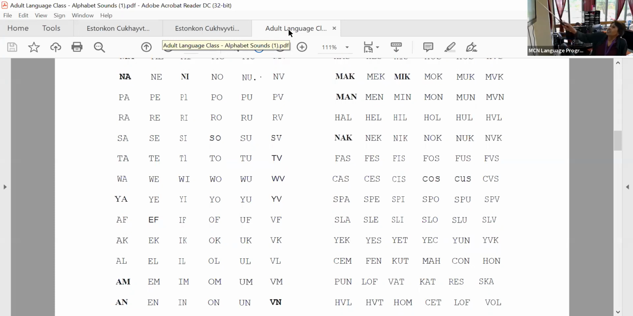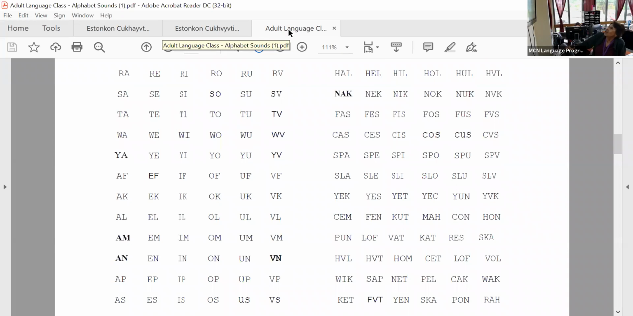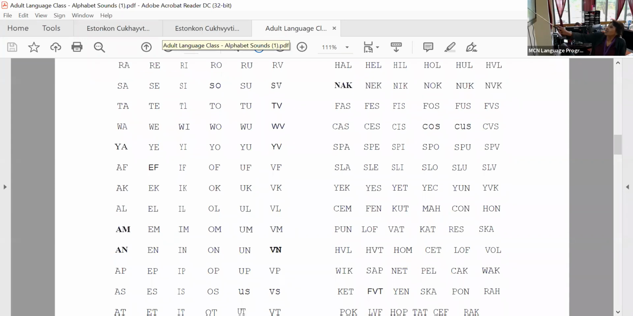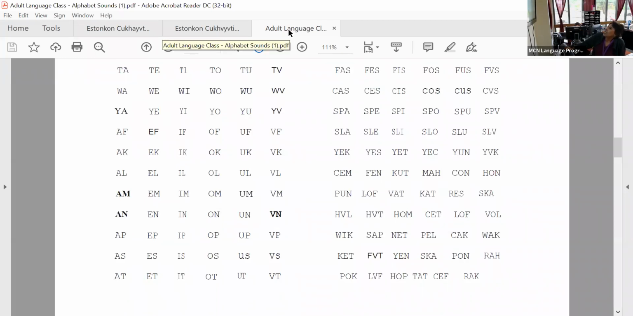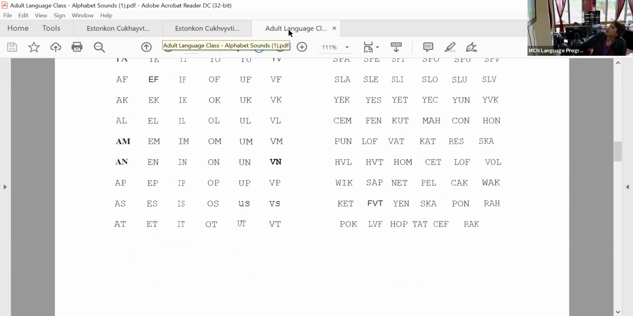Chim, fin, gut, ma, gun, han. Bun, loaf, vat, got, thies, ska. Hal, hat, hum, chit, loaf, ul. Walk, sock, knit, peel, chalk, walk. Kit, fat, yin, ska, bun, thak. Book, luff, hook, dot, chif, sock.